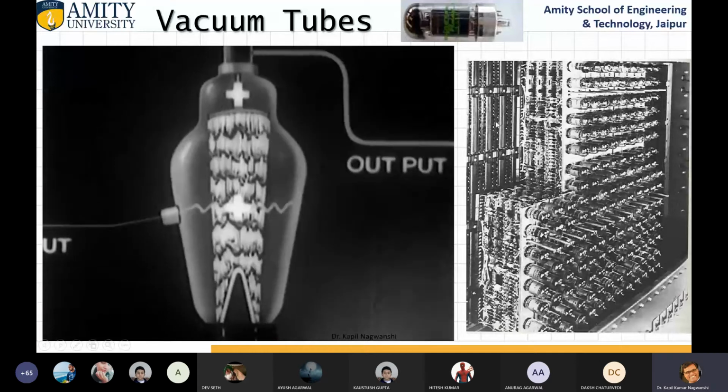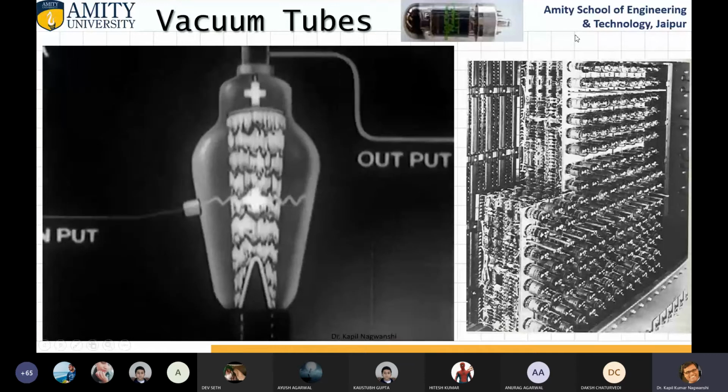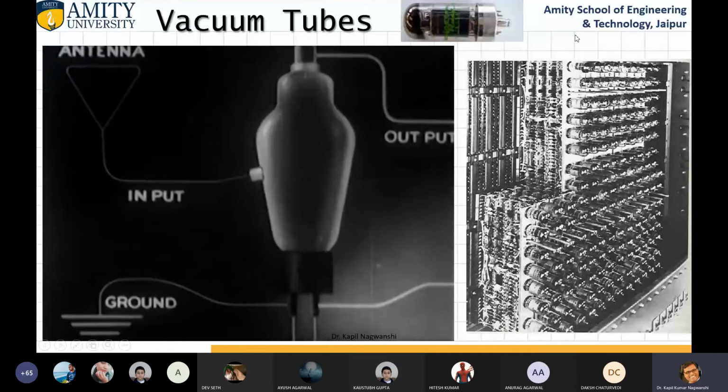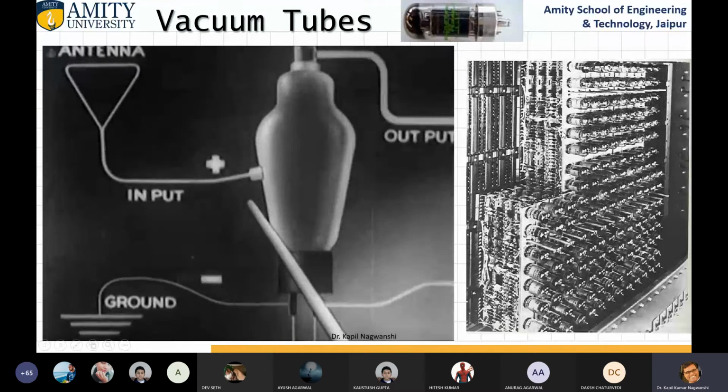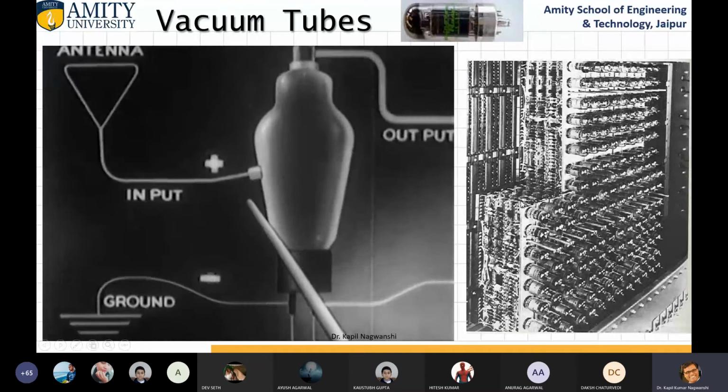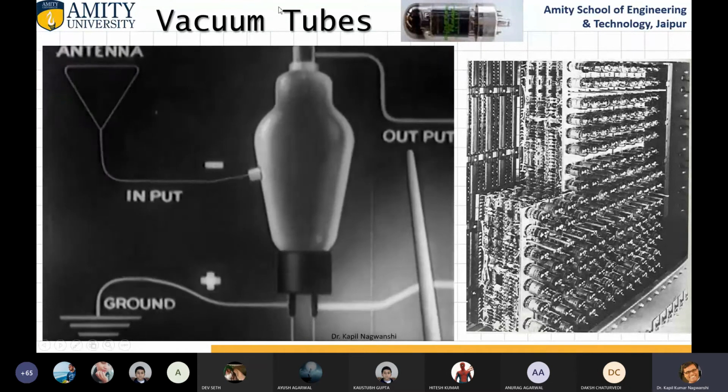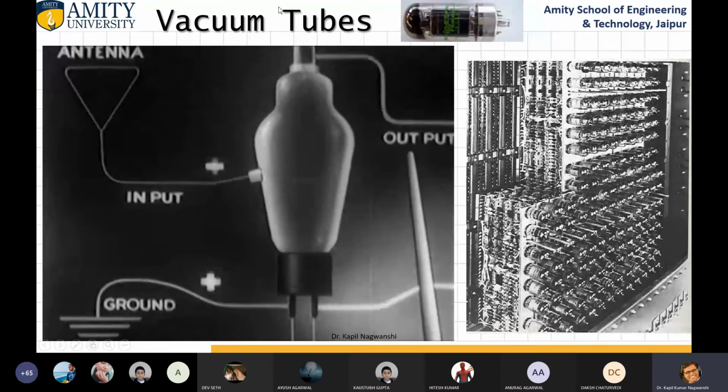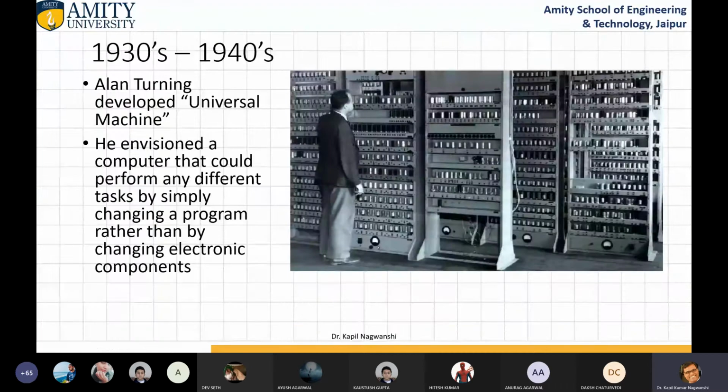This also means heat dissipation is very high, and power consumption is also very high. It requires very high power, like a small power station. Then in the 1930s and 1940s, you will read one subject in future. The name of the subject is Formal Language and Automata Theory.